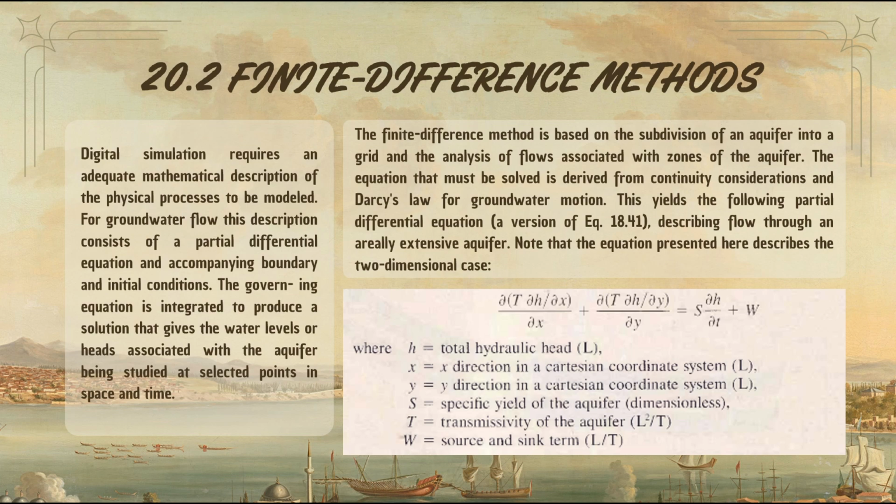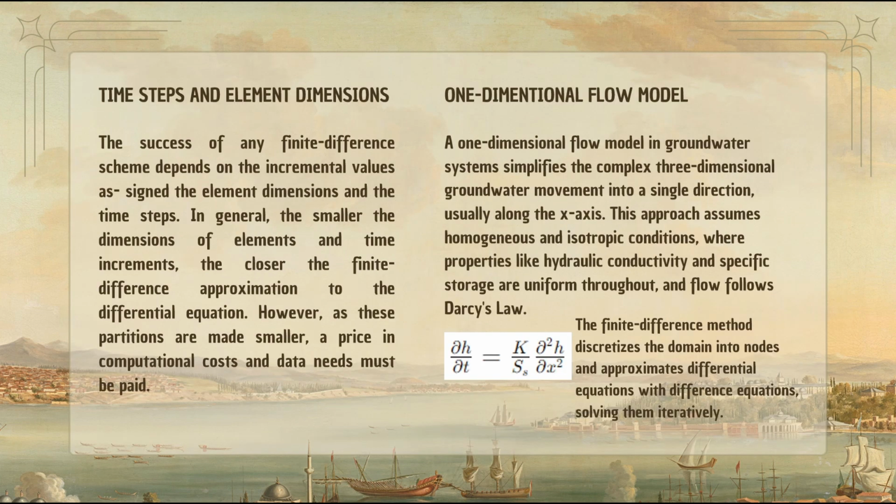You can see the equation here where h is equal to total hydraulic head, x is the x direction in a Cartesian coordinate system, y is the y direction in a Cartesian coordinate system, S is specific yield of the aquifer, dimensionless, T is transmissivity of the aquifer, L squared over T, and W is the source and sink term, L over T.